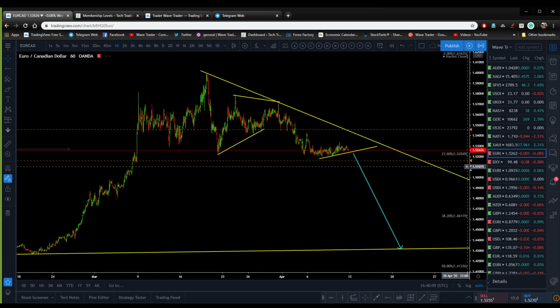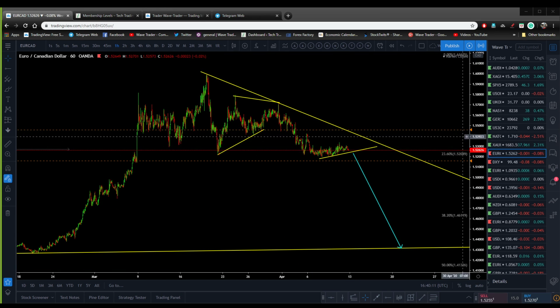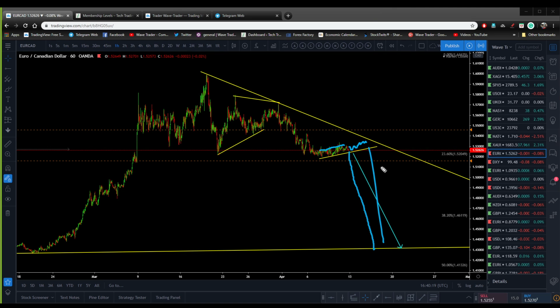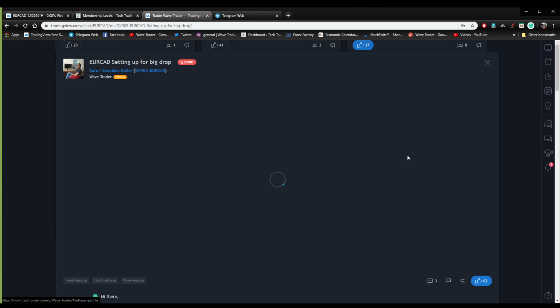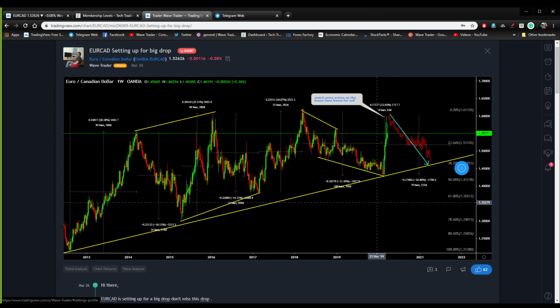EURCAD to break down next week. It is forming a very nice correction, a sharp breakdown, and continues to go lower. The correction can get slightly bigger. Then look for this to break out and continue to go lower. The chart is already there on TradingView. This is the chart, the longer term chart.